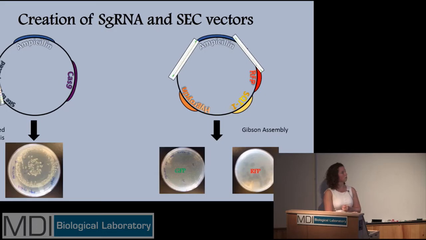And then we grow these vectors in bacteria on ampicillin-added plates. And this is so that only bacteria that got these inserts, because they have ampicillin resistance, will grow. So as you can see, we got good growth for all of our guide RNAs and all of our GFP. Originally, we wanted to do this process with red fluorescent protein 2, but we didn't seem to get any growth. So we wanted to figure out why that was happening.